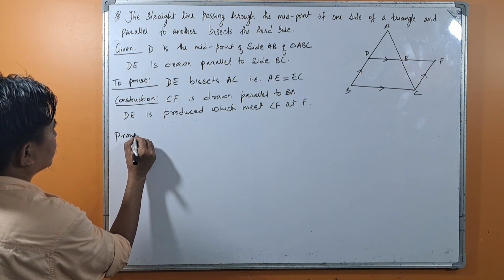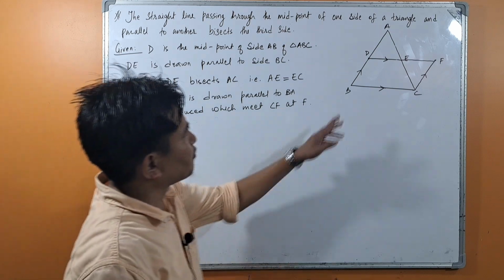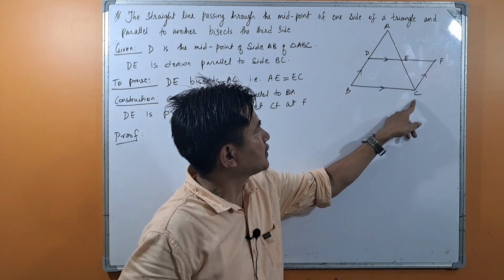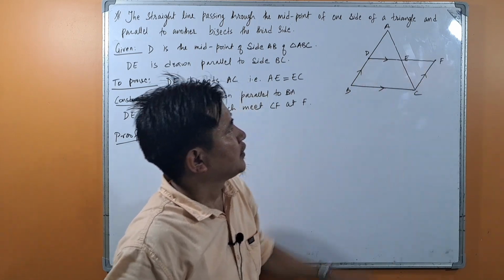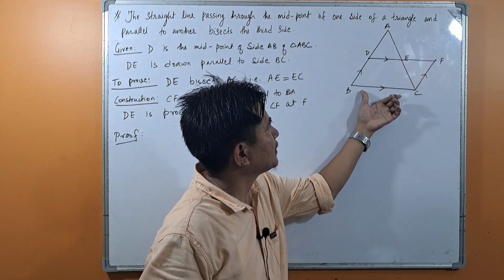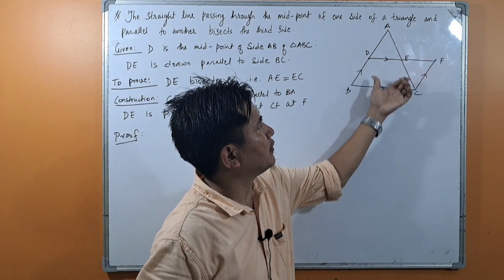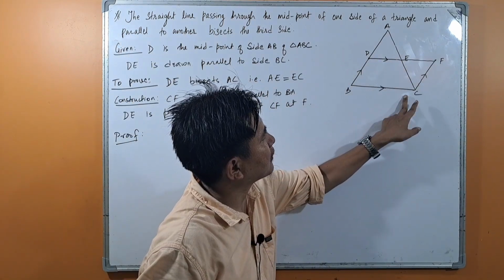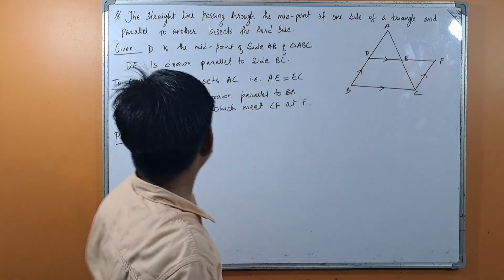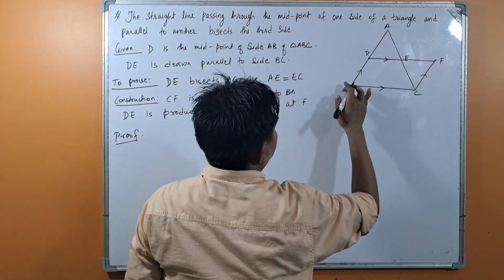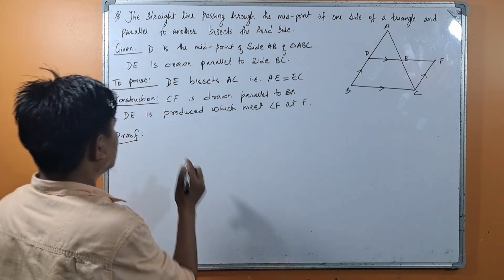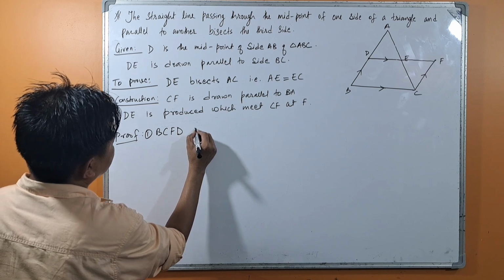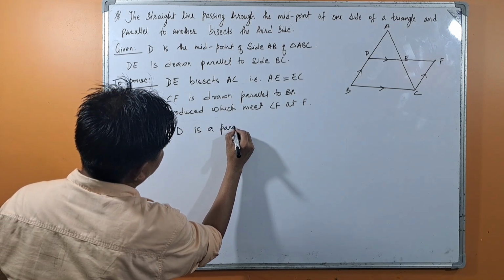Proof: now we can see BCFD is a quadrilateral. So BCFD is a parallelogram, because BC is parallel to DF. This is given, since the line drawn through D is parallel to another side. So BC is parallel to DF, this is given, and CF is parallel to BD. This is done by construction. So number 1, BCFD is a parallelogram.